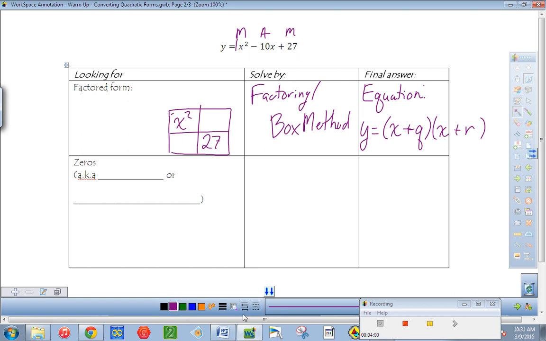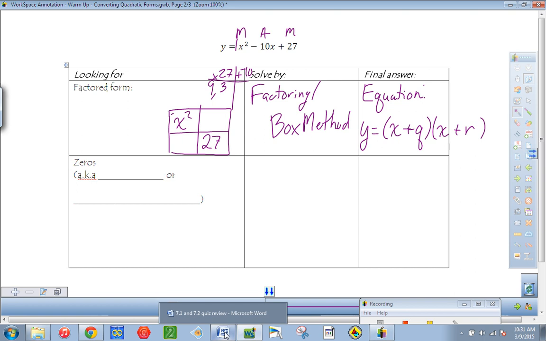1 times 27 is 27. So what numbers multiply to give us 27, but add up to give us a negative 10? 9 times 3. That doesn't work. What else? 27.